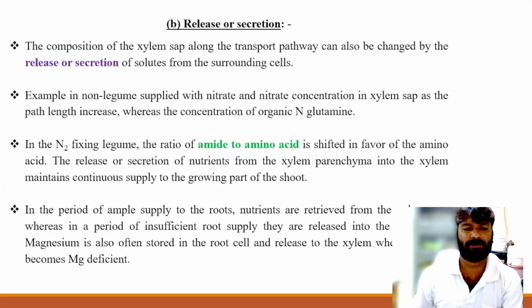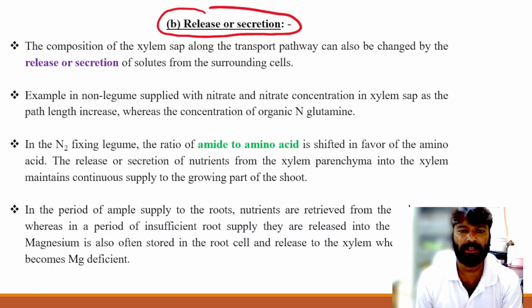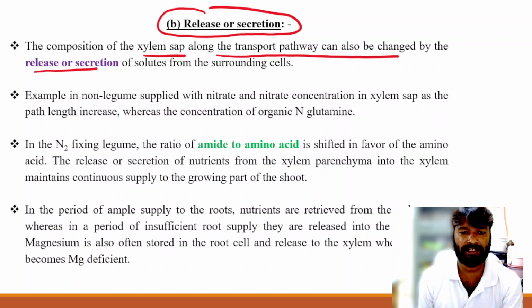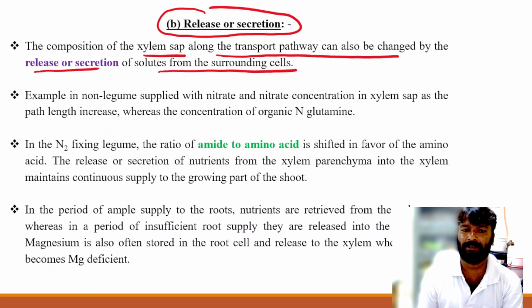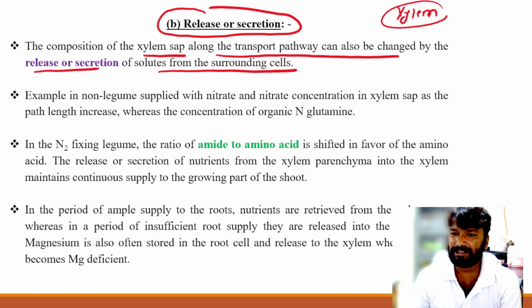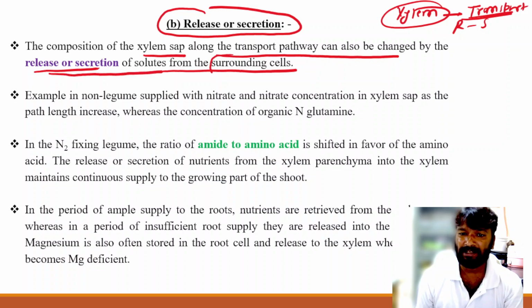Okay, next point, release or secretion. The composition of xylem sap along the transport pathway can also change by the release or secretion of solutes from the surrounding cells. So the concentration of the xylem sap depends upon, first, the transport of the solutes from the root to the shoot, and second, the release or secretion of solutes from the surrounding cells.